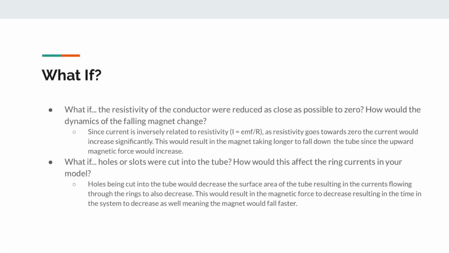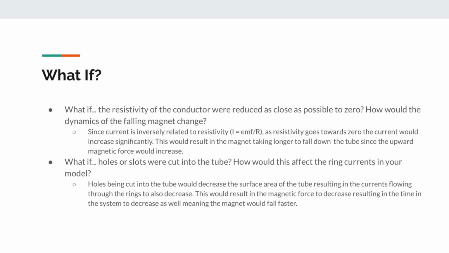Now we ask these questions to investigate different scenarios of this model. First, we ask, what if the resistivity of the conductor were reduced as close as possible to zero, and how this would affect the dynamics of the falling magnet. Since the current is inversely related to the resistivity, as the resistivity goes towards zero, the current would increase significantly. This would result in the magnet taking longer to fall down the tube, since the upward magnetic force would increase, and the gravitational force would stay the same, seeing that the mass of the magnet stays constant.